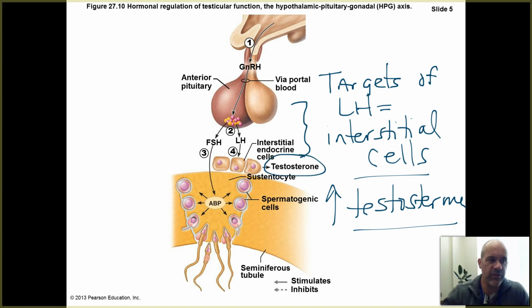All right, so some of the testosterone is going to stay here locally in the testes. And the reason that's going to happen is because these ABP proteins, androgen binding proteins, that are there within the walls of the seminiferous tubules are going to capture the testosterone and keep it concentrated down in that area.